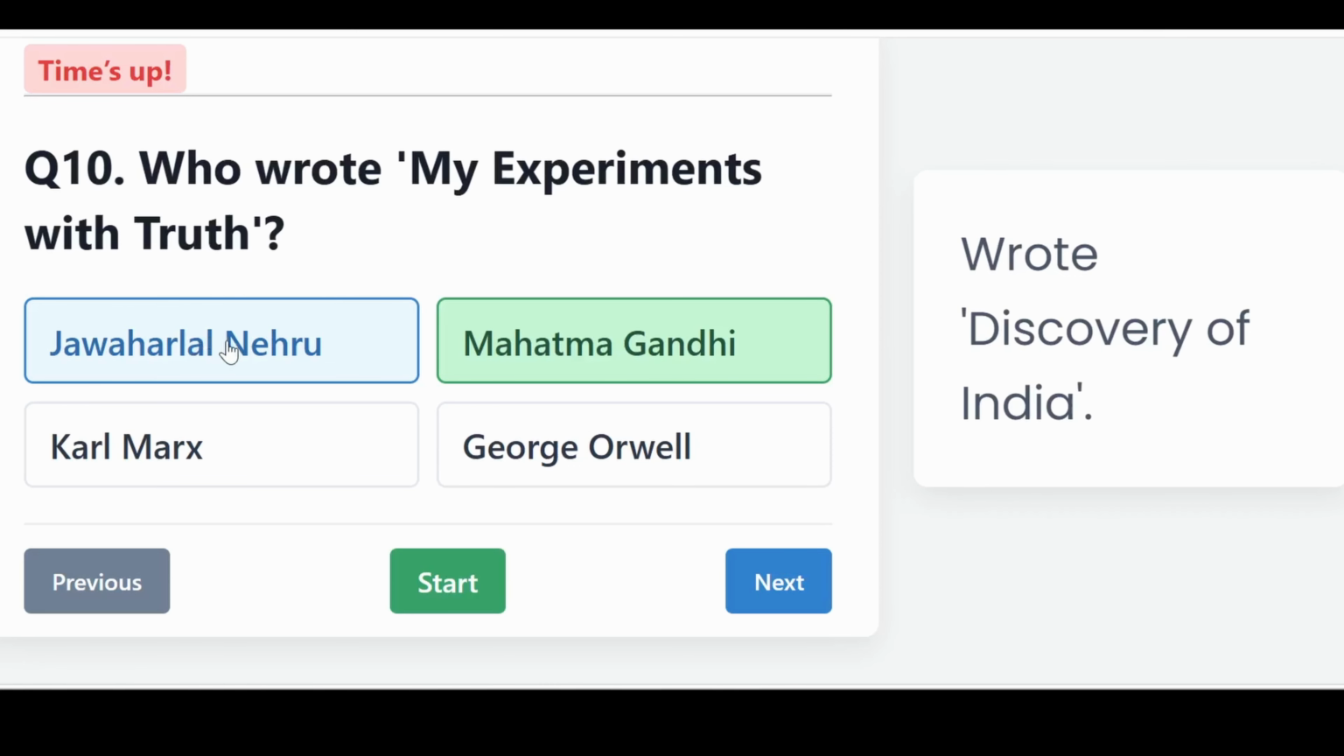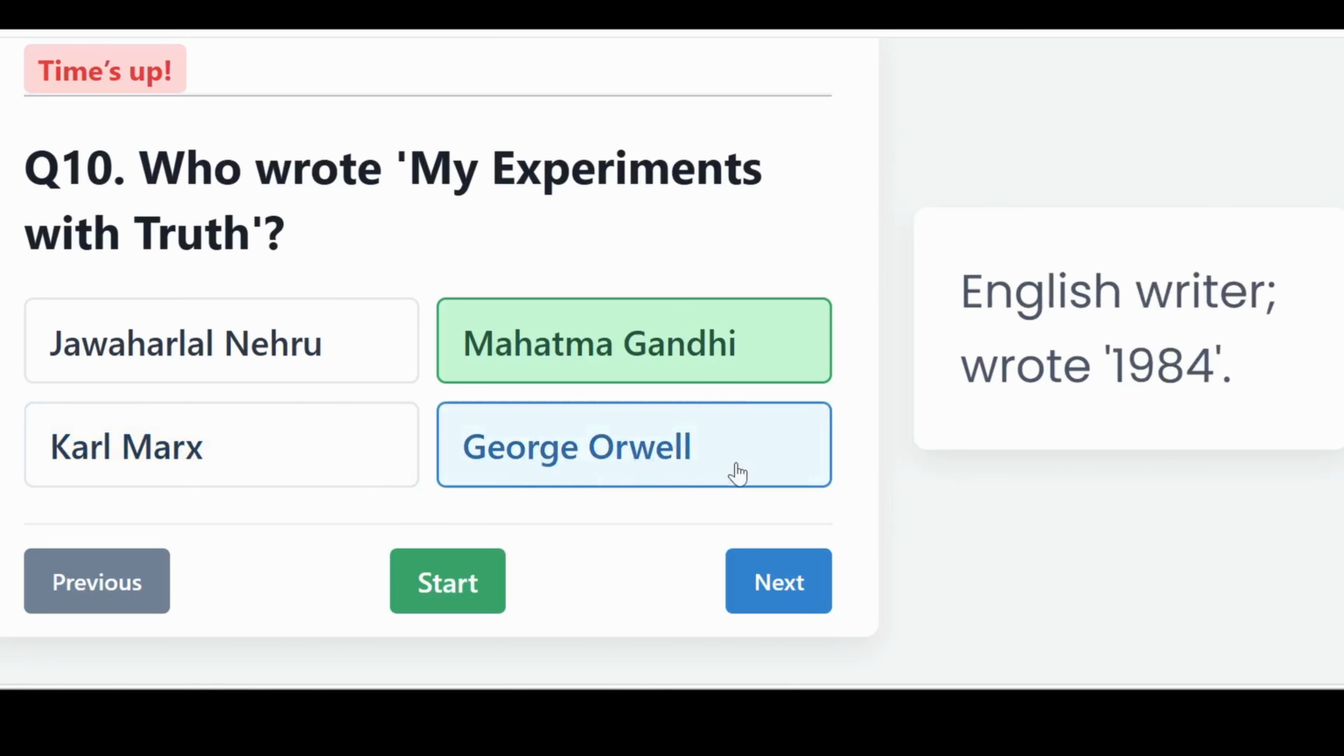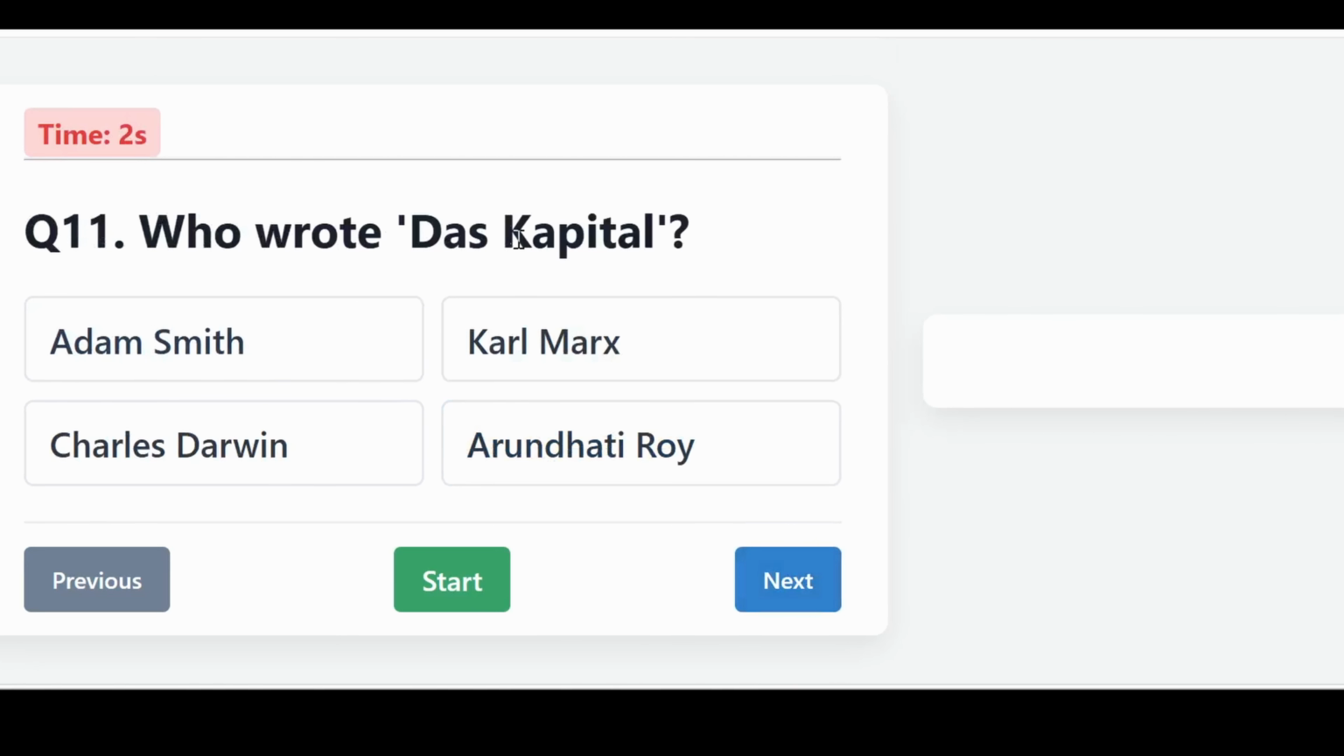Jawaharlal Nehru wrote Discovery of India. Karl Marx, a German philosopher, wrote Das Kapital. George Orwell is an English writer who wrote 1984. Who wrote Das Kapital? Is it Adam Smith, Karl Marx, Charles Darwin, or Arundhati Roy?